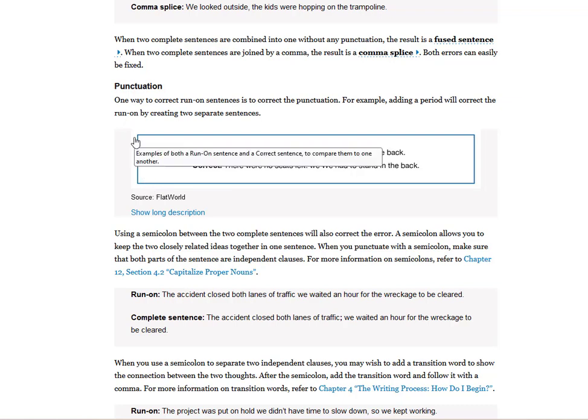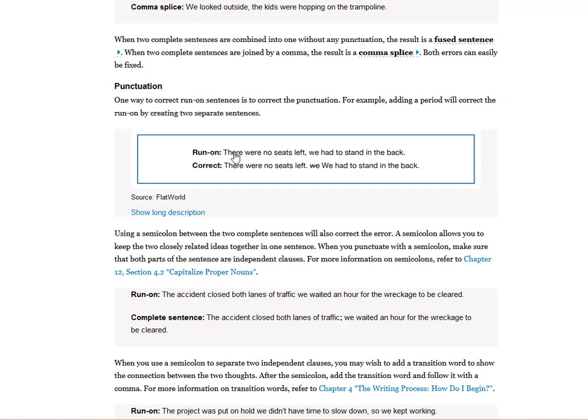So one way to correct run-on sentences is simply to remember your punctuation. You put in a period, and not a comma, sorry. You put in a period, or you put in a comma and a coordinating conjunction. So if I say, John ate lunch, comma, and Mary ate salad, that's correct. Then you can put a comma in the middle of a sentence.